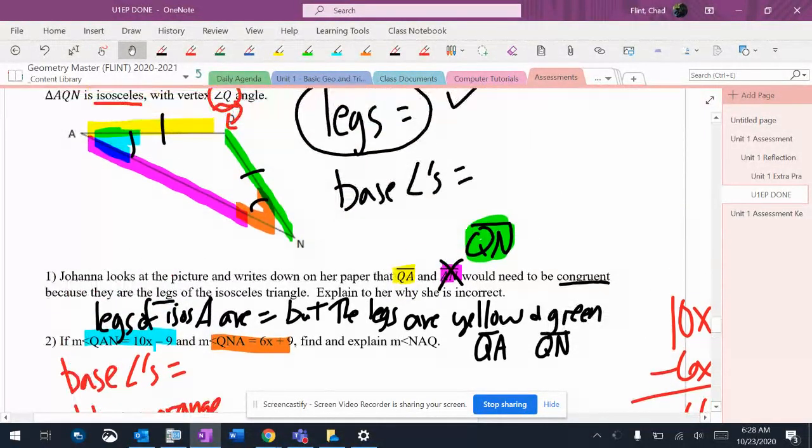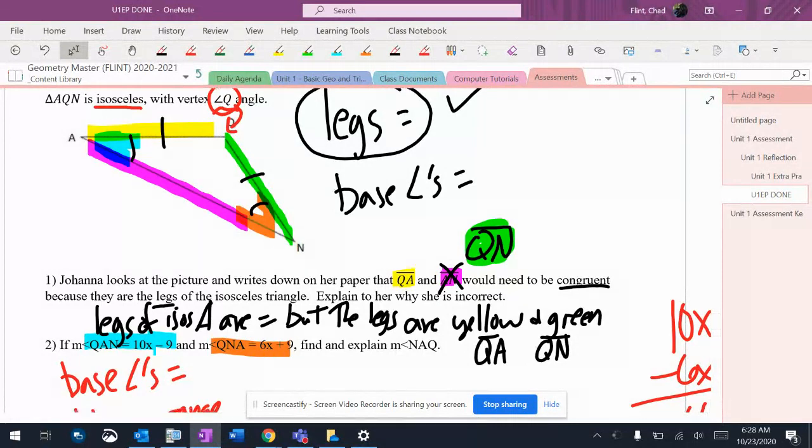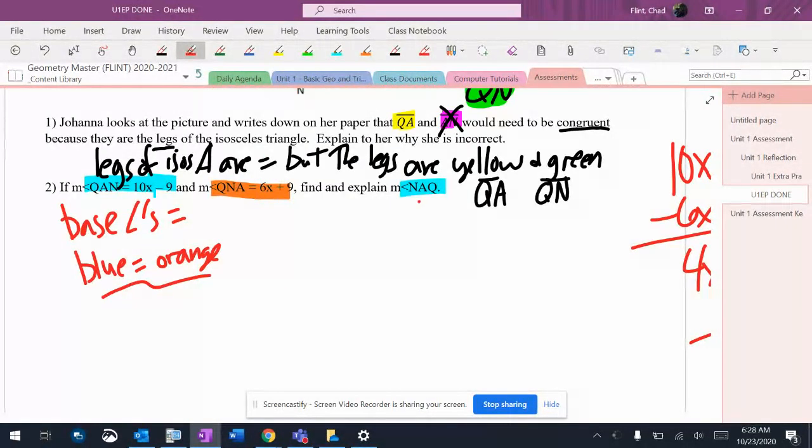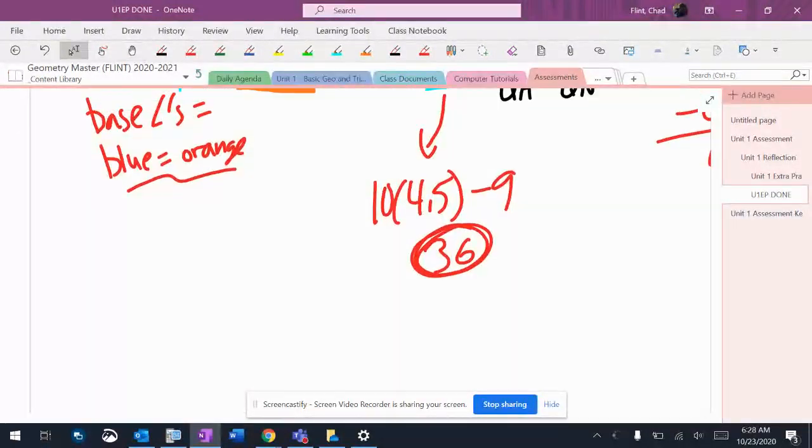So NAQ, and again, I'm going to look here. NAQ, that's the blue one, if I look at the picture. So it wants the blue one. So NAQ is the blue one. So it's 10 times 4.5 minus 9. That's 45 minus 9 is 36. All right, so that's 36. And there's no other part, so that's it.